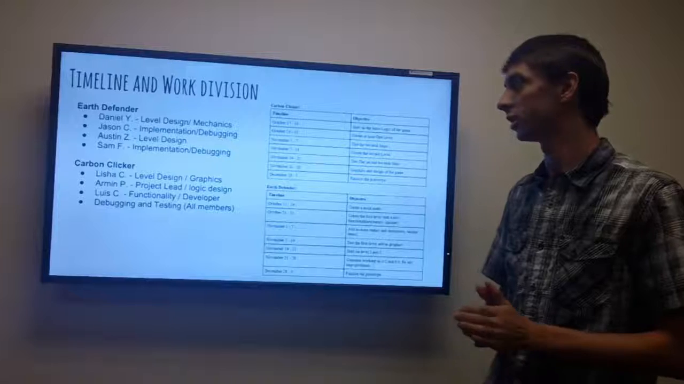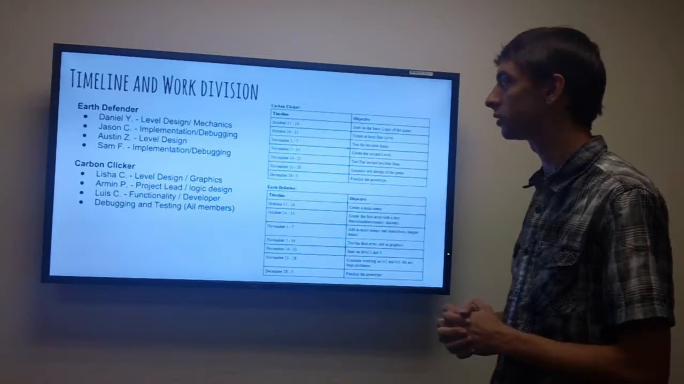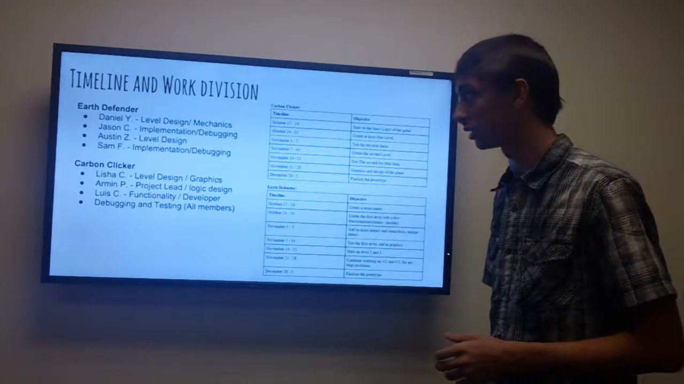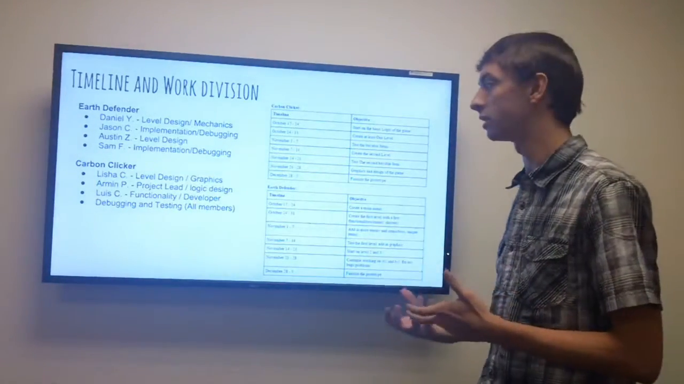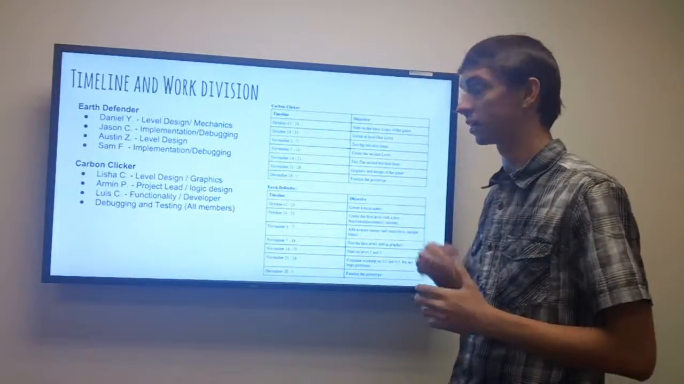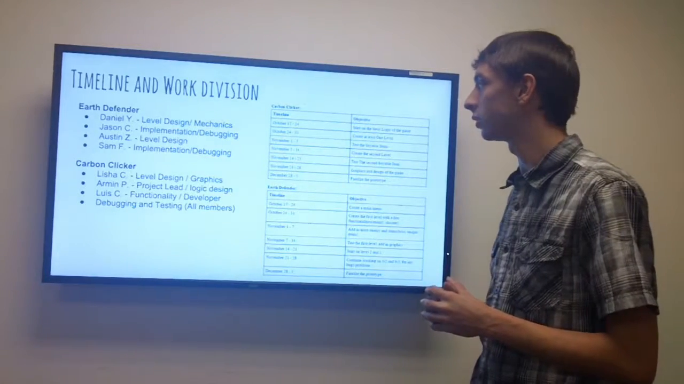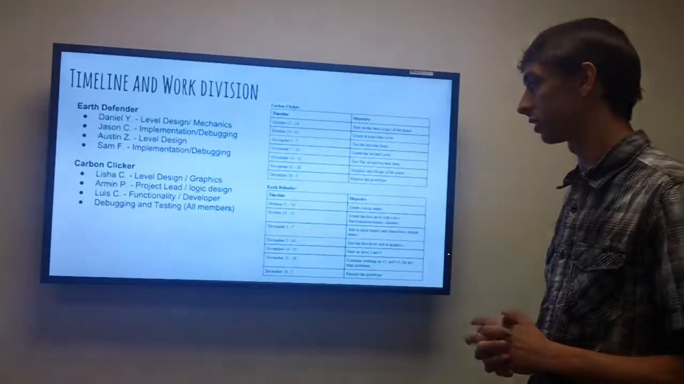As far as work division goes, for Earth Defender, Daniel is the team lead. He'll be working on mechanics, and he and Austin will cover level design. So, for example, for the ocean one, a different background, different itemization, things like that. Jason and myself will work on the actual implementation with the code, along with Austin and Daniel, and then work on debugging it as well, making sure there aren't any glitches, errors, etc.